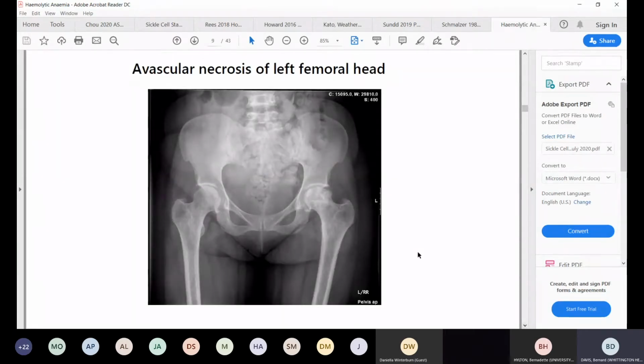But you can have other complications, including chronic complications such as avascular necrosis, which tends to affect the weight-bearing joints, the hips particularly, but it can also affect other joints, including the humeral heads. So this is avascular necrosis of the left femoral head in one of our patients who went on to have a total hip replacement at a young age.